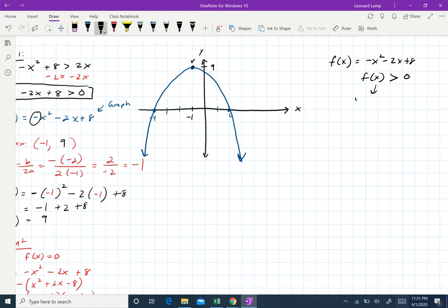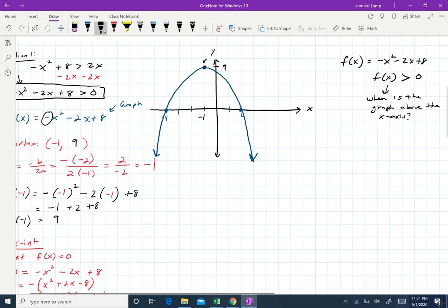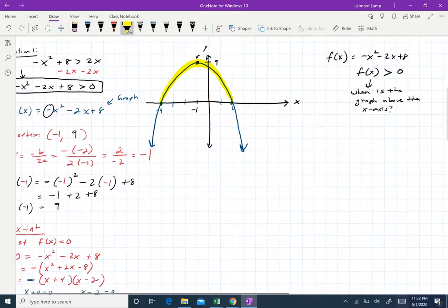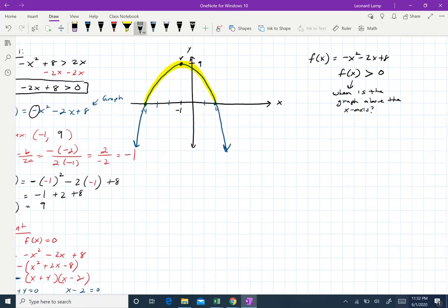This question is asking me, when is the graph above the x-axis? And we can easily see that the graph is above the x-axis from here to here. So we are going to describe it just like we describe where a graph is increasing and decreasing. That's probably a better analogy. When we say something is increasing or decreasing, we describe it from this x value to that x value.